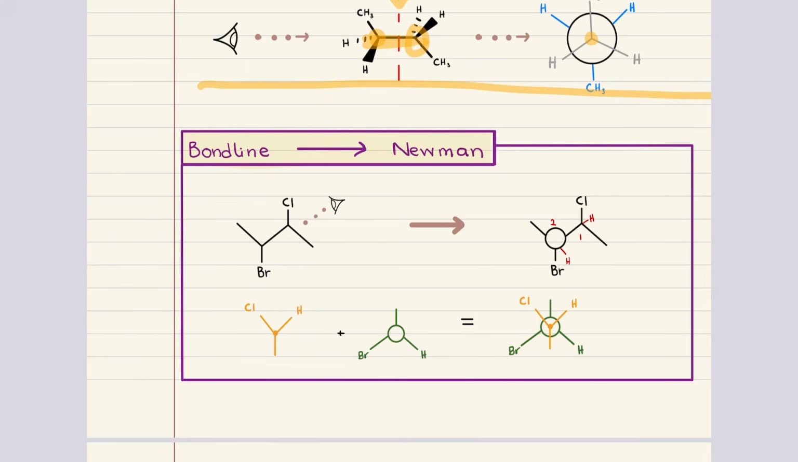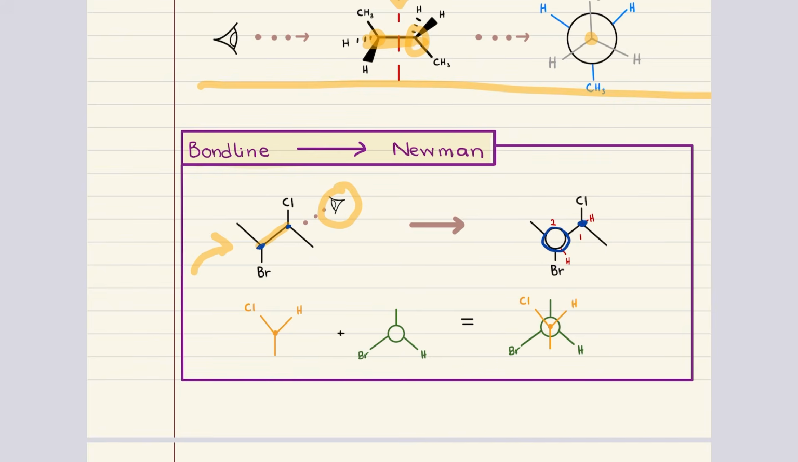For example, if we start with the following bond line structure, we can go ahead and convert it into a Newman projection following a couple of steps. First, we want to identify the bond we're going to look at. In this case, it's this central carbon-carbon bond as indicated by the eye. Next, we want to observe the front and back carbons as separate planes. The front carbon is represented by a dot, while the back carbon is represented by a circle around it.